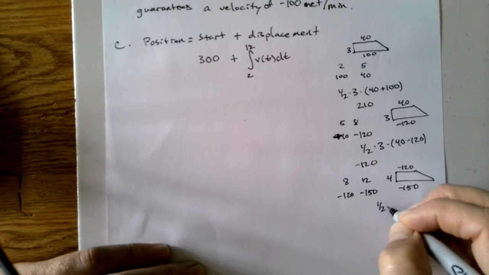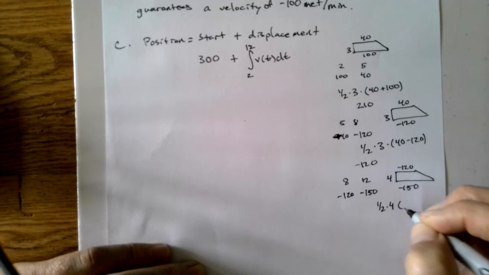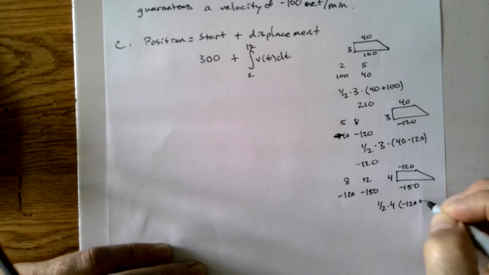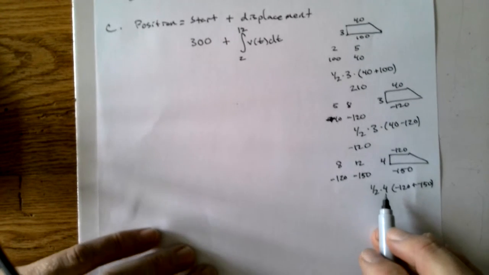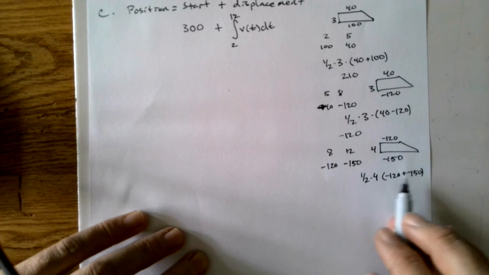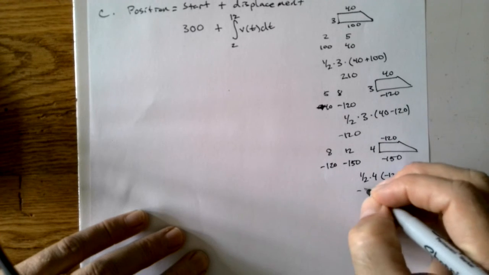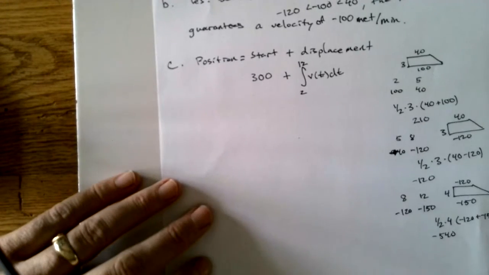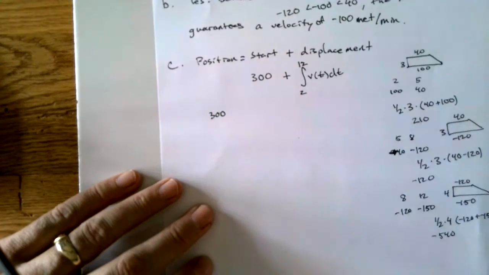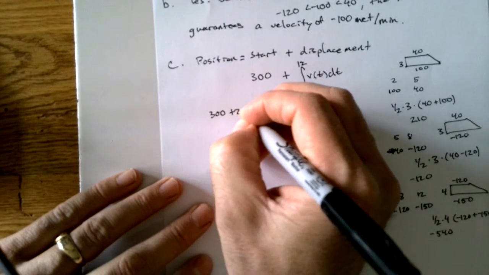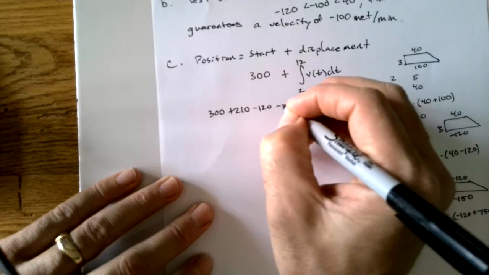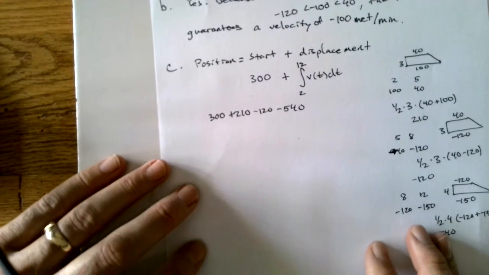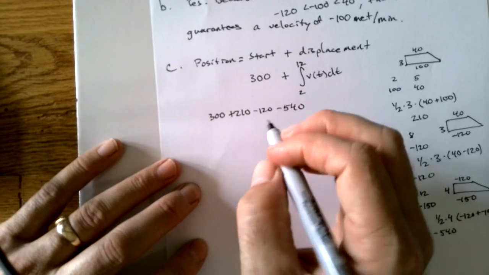So we have 1 half times 4 times negative 120 plus negative 150. So 1 half of 4 is 2, and then negative 120 and negative 150, that's negative 270. So we get negative 540 out of that. So it looks like you end up with 300 plus 210 minus 120 minus 540. So this was actually a no calculator problem on the test when they gave this.